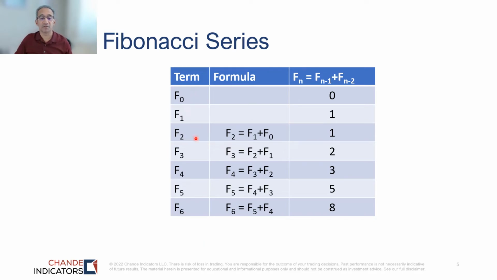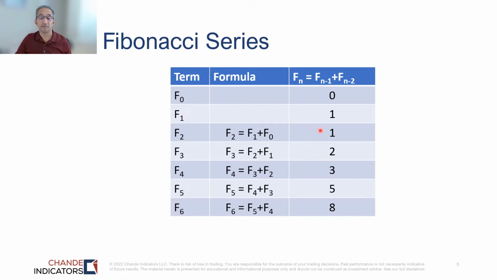So the first column is the term, so the fourth term or the fifth term. The second column is the formula, so we know that the second term is the sum of the first two terms, and the series starts by having f0 equal to 0 and f1 equal to 1.